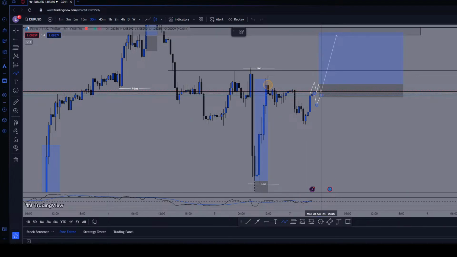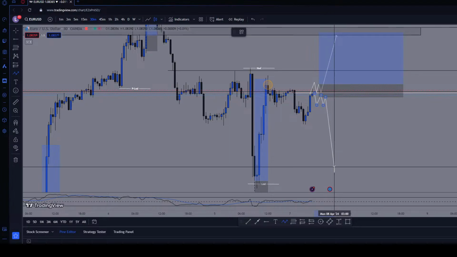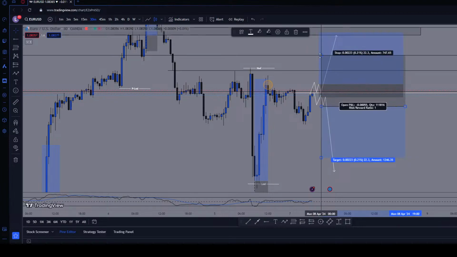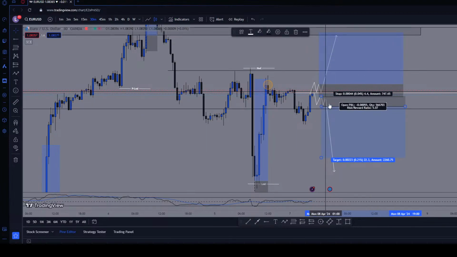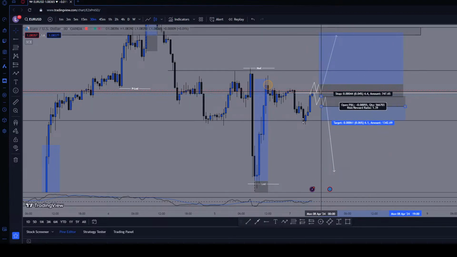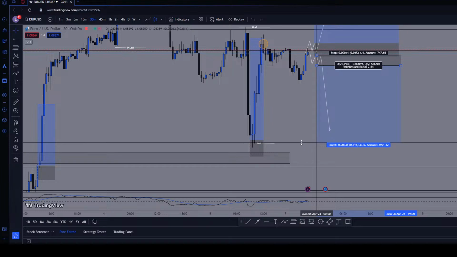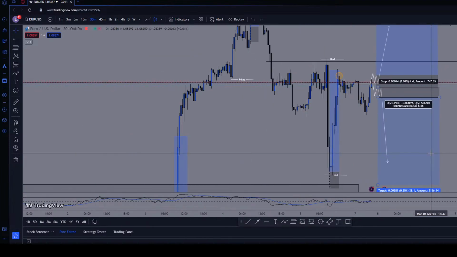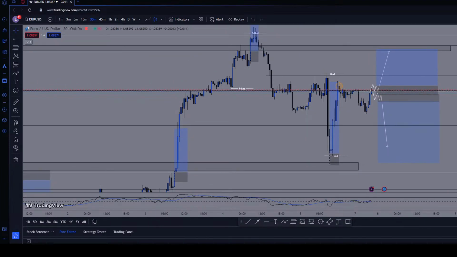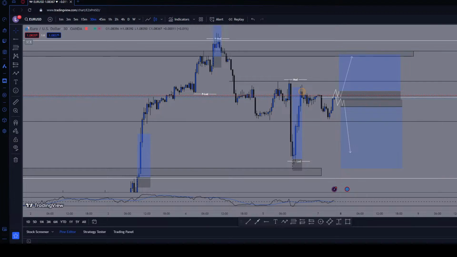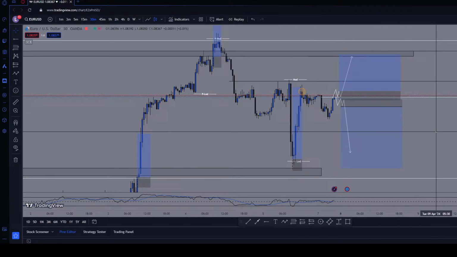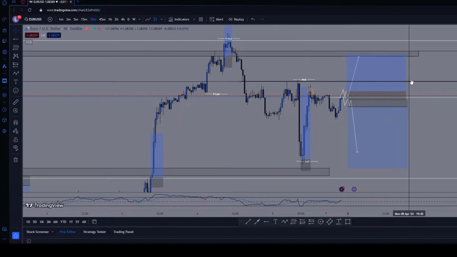Give a pullback, give a slight push, give a pullback, and then I'll take this out with our entry being right around this area, targets being to take out this low that is here, and then obviously fill this imbalance from last week Friday and potentially tap the low of day and get into this box here. So I'm going to leave this like this as well, and I will drop pictures of both of these on the Discord so you don't have to screenshot this or anything.